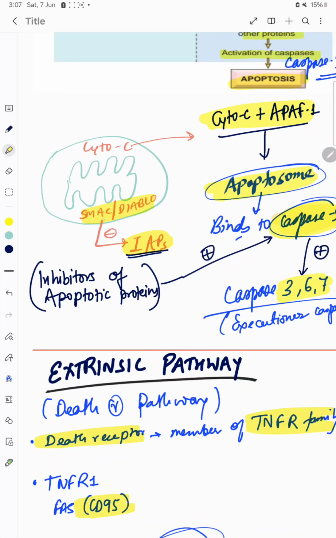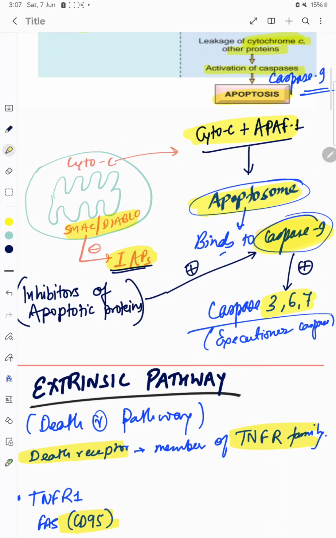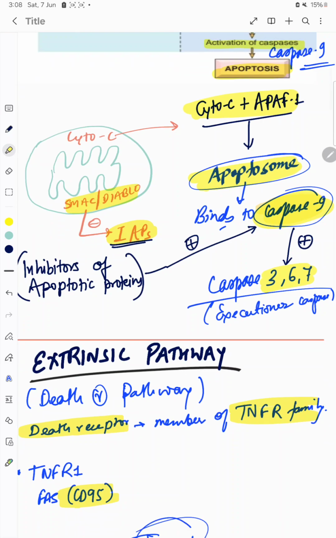There is a group of proteins, SMAC and DIABLO. They inhibit IAPs. IAPs stand for inhibitors of apoptotic proteins. So by this pathway they also stimulate the caspase 9 activation.